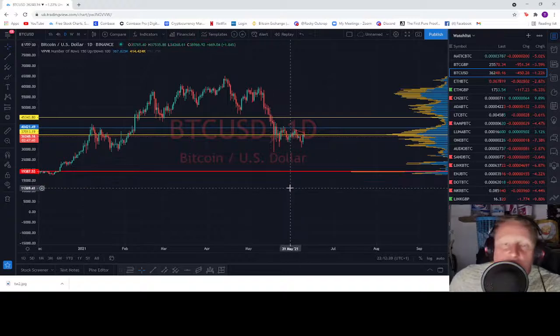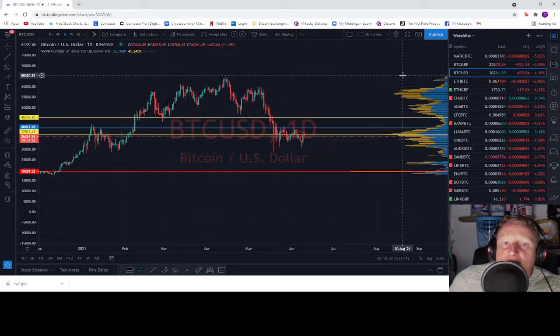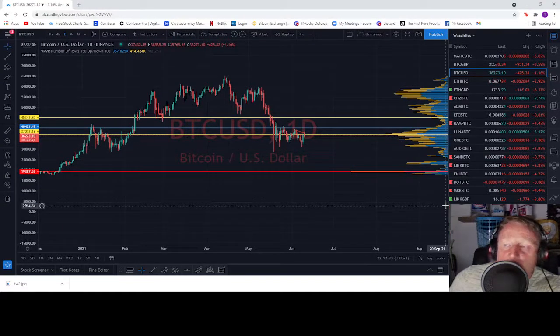Now it's down there. So it's called the POC, and it stands for point of control, meaning that there is more volume traded at that price than anywhere else on the VPVR. Okay, which I'm going to explain what it is and how it works in a moment. But that is always there, but sometimes it can get in the way of your technical analysis.